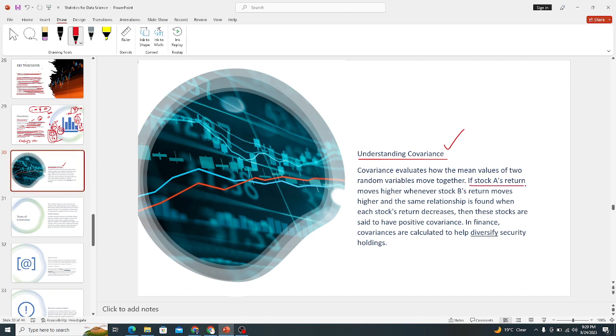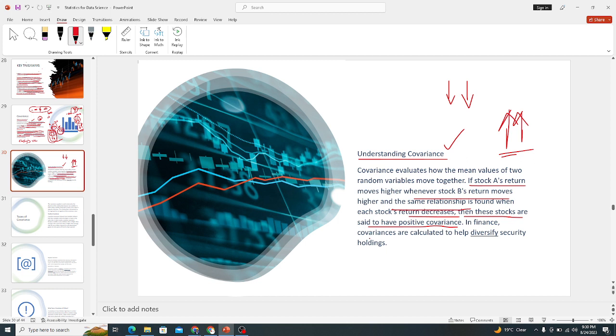If stock A return moves higher whenever stock B returns moves higher, then they have the same relationship, and the same relationship will also be found when each of these stocks return decrease. If they were moving together on the higher side, whenever one is dropping, the other one will also start dropping. Okay, so then these stocks are said to have a positive covariance.